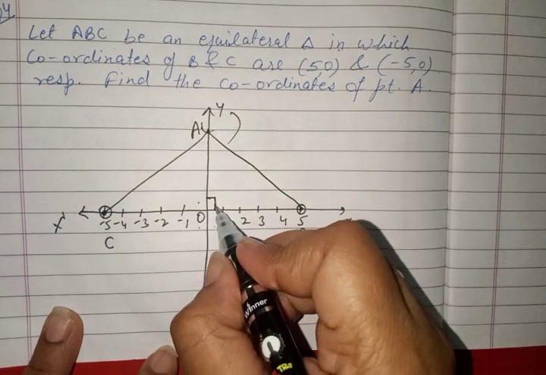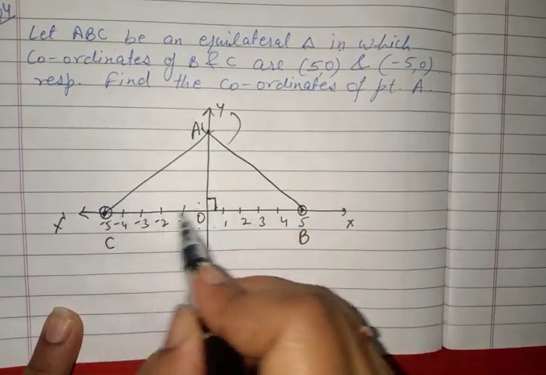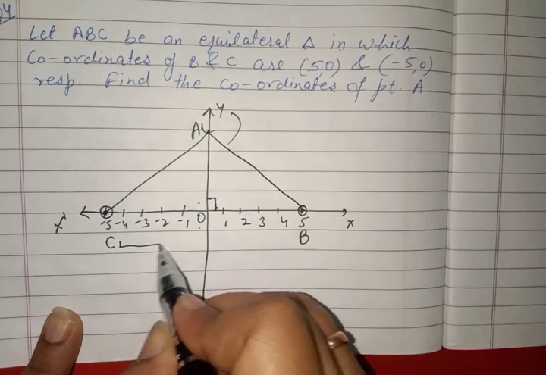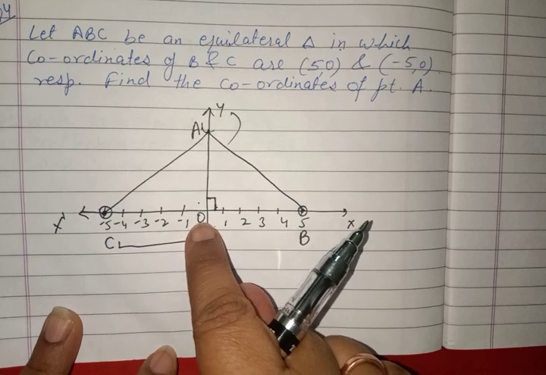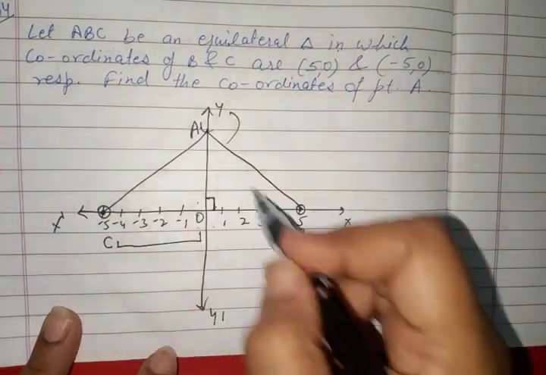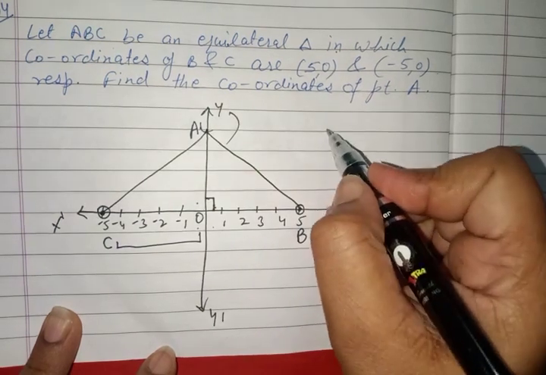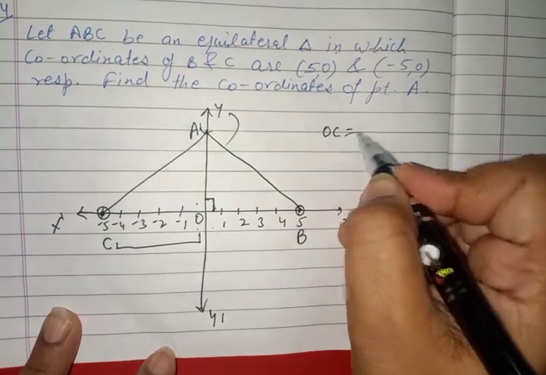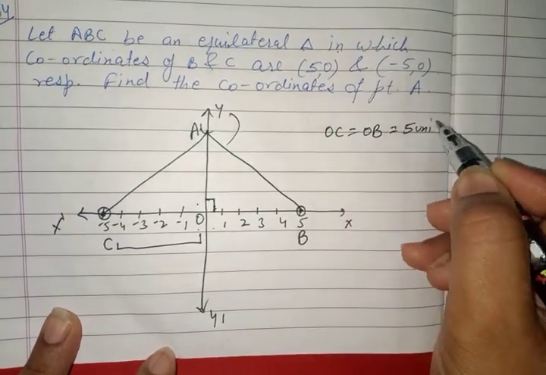So if it is 90, and in an equilateral triangle the altitude bisects the base, you can see here this is 5 and this is 5. No need to explain anything, because when you draw it on the graph you will come to know. So you will write OC is equal to OB is equal to 5 units.